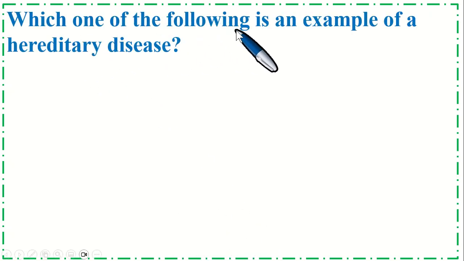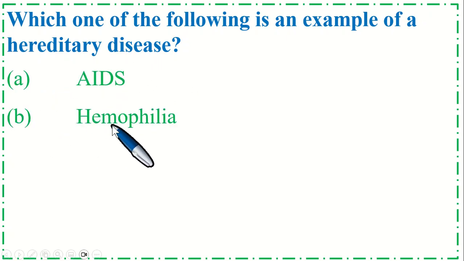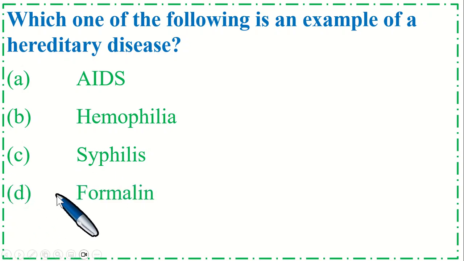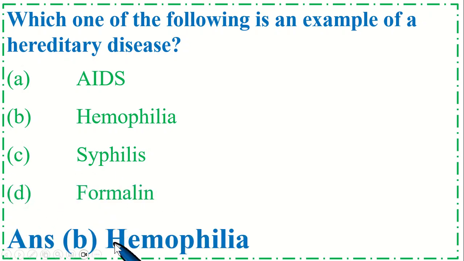Which one of the following is an example of hereditary disease? Option A, AIDS. B, hemophilia. C, syphilis. And option D, formalin. So the correct option is B, hemophilia.